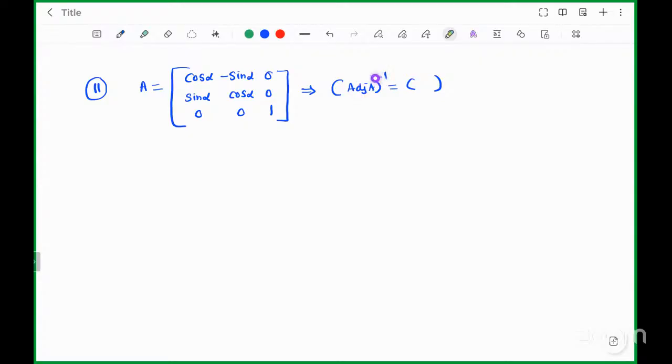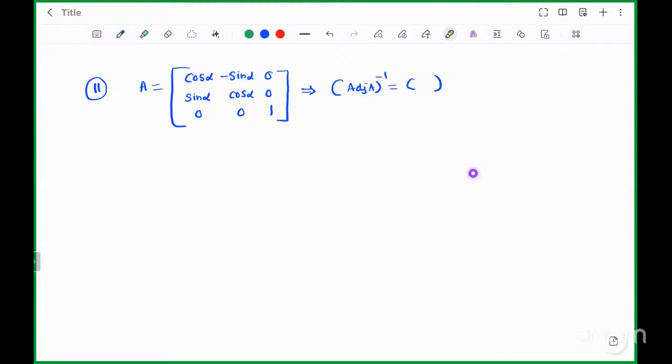Adj A inverse. So the matrix A is given and we are asked to find out adj A inverse. First find adjoint A and then its inverse we need to find out. But it takes very lengthy time. But we have one beautiful shortcut for adj A whole inverse.